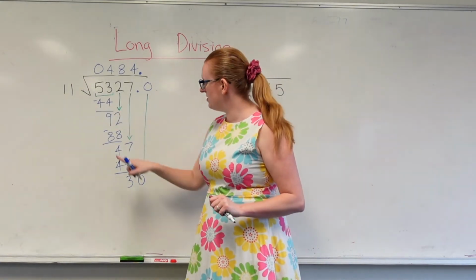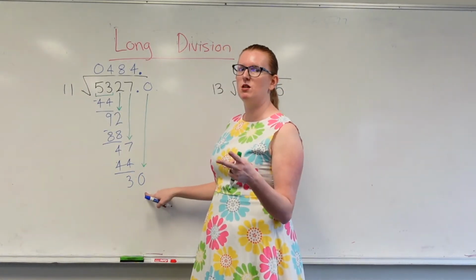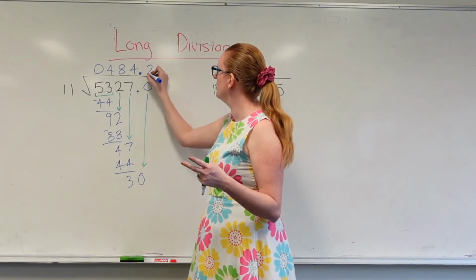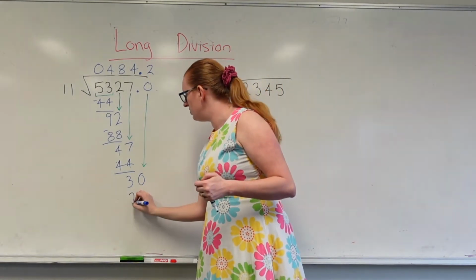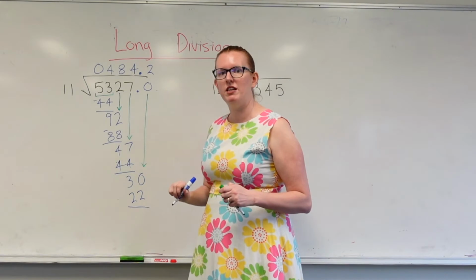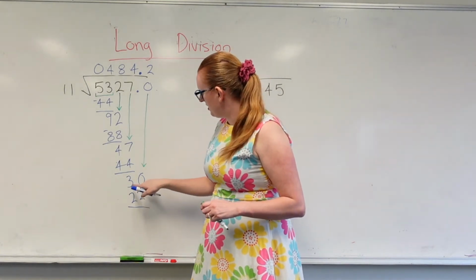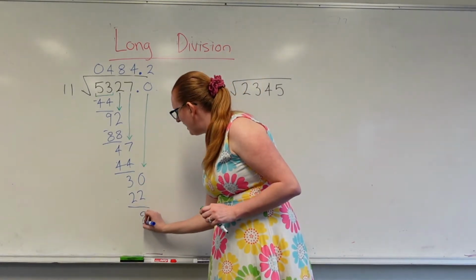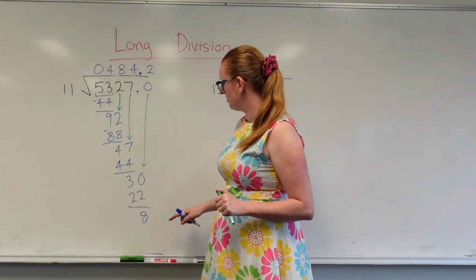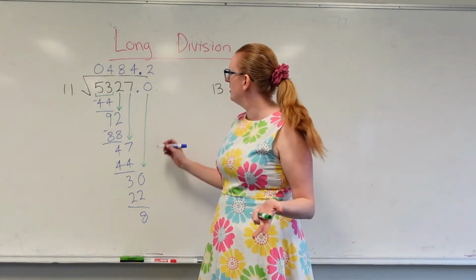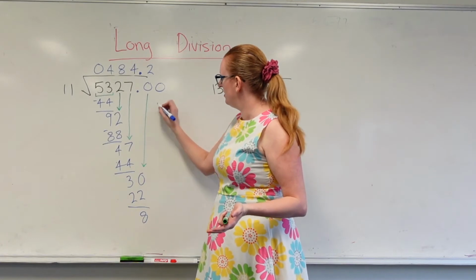So how many 11s fit inside 30? It's going to be 2, because 11 times 2 gives me 22. Let's see how many remainders we'll have. So 30 take away 22 gives me 8. Cool. Oh, I'm out of numbers again. I'm going to add on another 0. Let's bring it down.